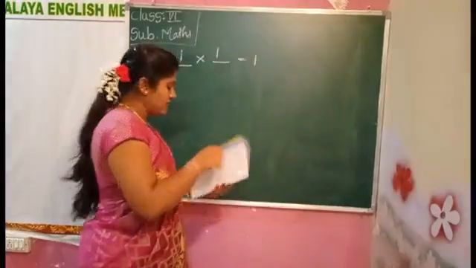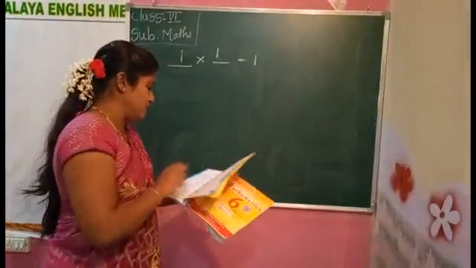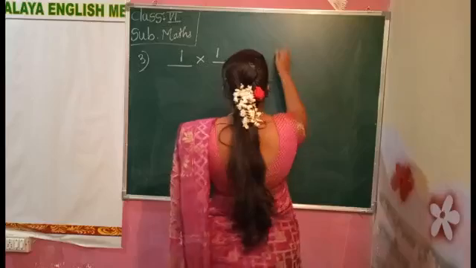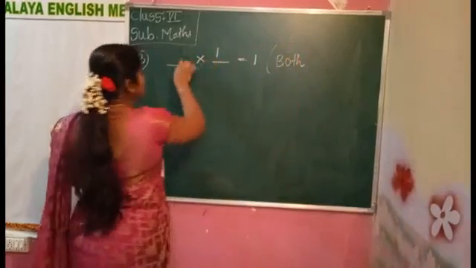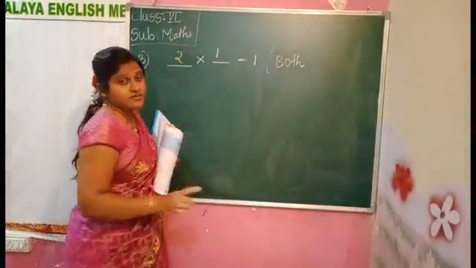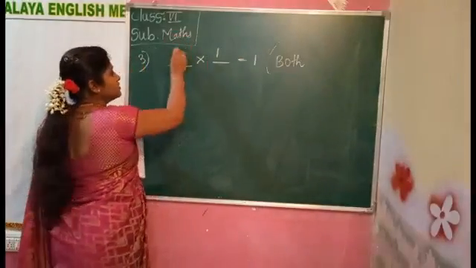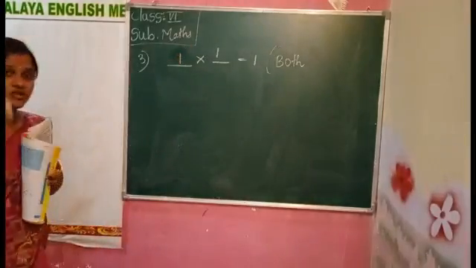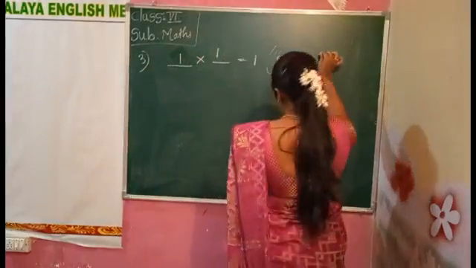What do we have to write? Yes, both will be 1 or any one will be 1. Okay, both of them will be 1. Write the answer. Both of them will be 1, because if we write here 2, we do not get 1. If we write 3, we do not get 1. If we write 0, we do not get 1. So if we write 1 on both the sides, then only we can get the answer 1.